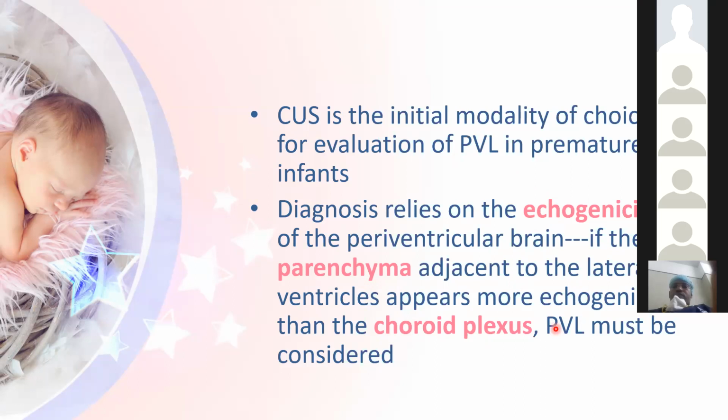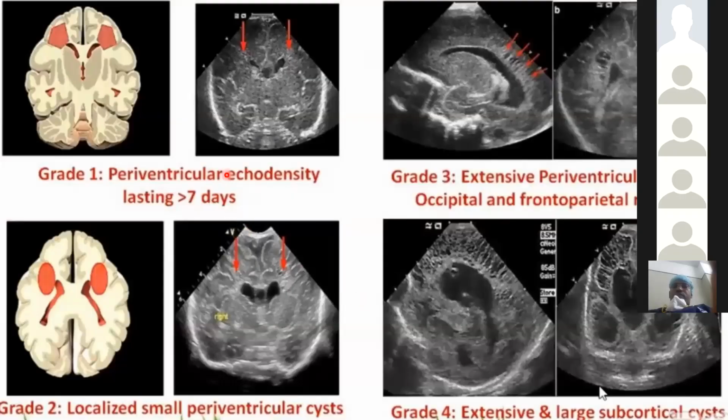Initially, in the first few days, the echogenicity of the adjacent parenchyma may be increased as a physiologic phenomenon. The persistence of this echo density for more than 7 days is what we call grade 1 PVL. This is the watershed zone. The periventricular zone is also the watershed zone, and this is where we are seeing persistence of echo density lasting more than 7 days.